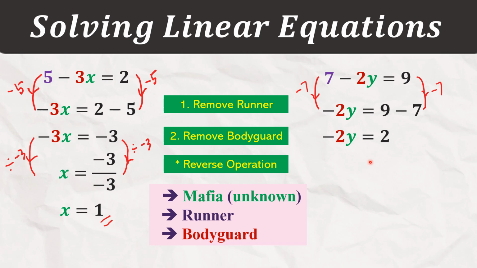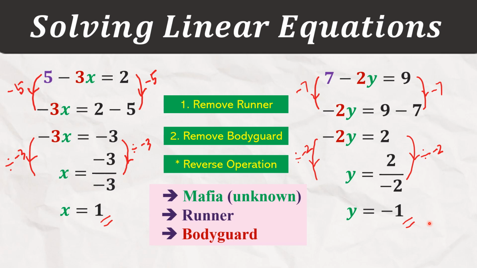Now my equation is only left with the bodyguard. So what I need to do is I simply need to remove the bodyguard. Again, to remove the bodyguard, I need to reverse the operation. So this is -2y, sorry, it's -2 times y. I reverse the operation, it becomes divide. So I divide by -2, and then I divide by -2 again on the right hand side. And this will give us y equals to 2 divided by -2. And I simplify, I will be able to get my answer, which is y is equals to -1.